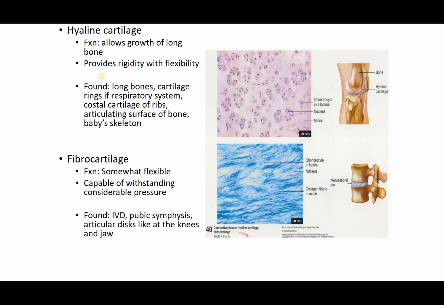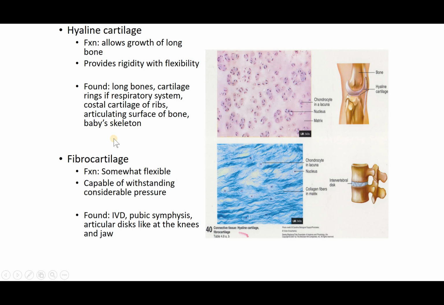Found in long bone, found in the rings of your respiratory system, that is in the trachea. Trachea is hyaline cartilage, which makes the trachea not collapsible. The tube stays open. And it's found on the articulating surface of bone and found in a baby's skeleton. Articulation is where two bones come together and make a joint. That's an articulation. So it's found on the ends of the bone.